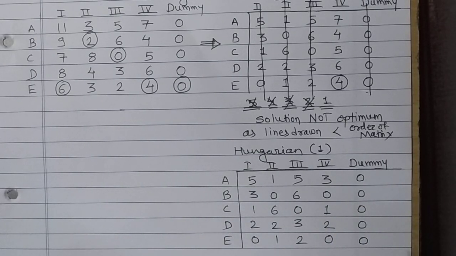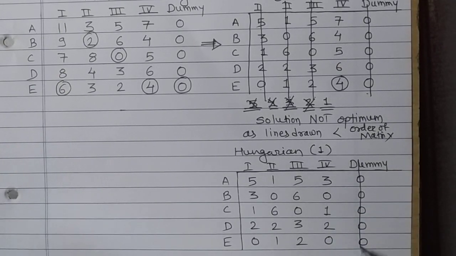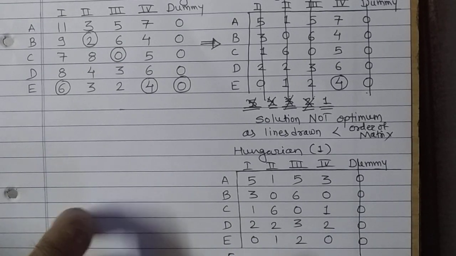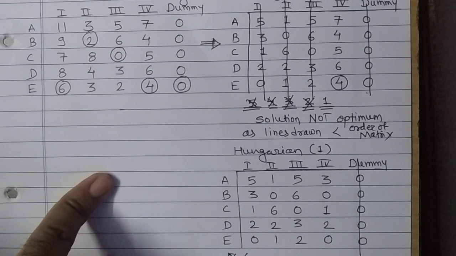Now try to again identify 5 lines. 5 zeros I have covered with one line. Then go for 4 zeros. 4 zeros are not available. So go for 3 zeros. 3 zeros are also not available. So go for 2 zeros. Can you find 2 zeros? Yes, 2 zeros are here.